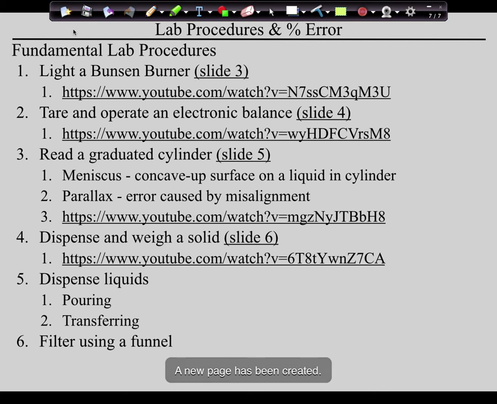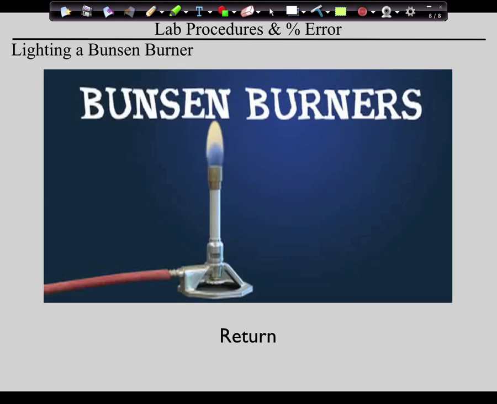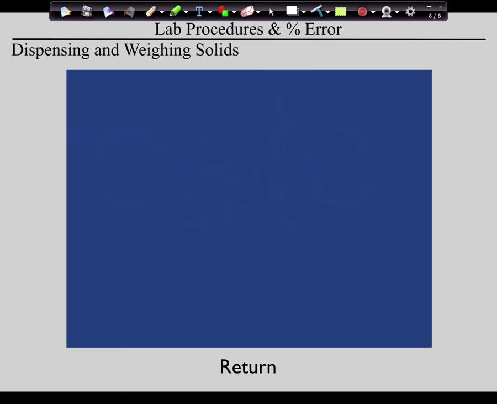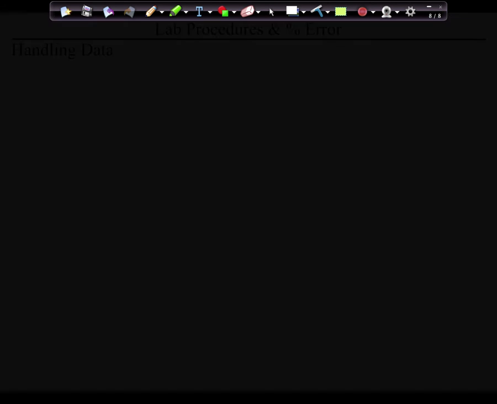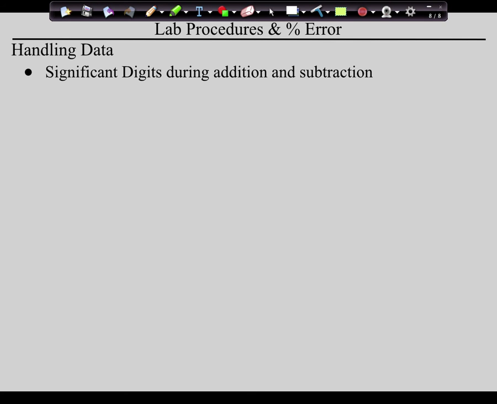Uh-oh. Come here. Oops. I'm drawing dots. Try again. Guys, here is what you need to know. Oh, look. Oh, I clicked on a button. Sorry. There we go. Okay. The electronic balances that we have are a wonderful piece of equipment to help us measure masses very quickly and very accurately. All right. So, guys, here's what you need to know.